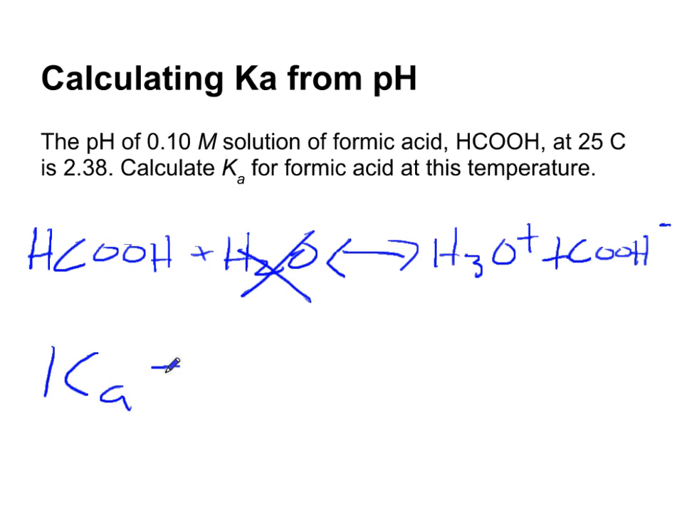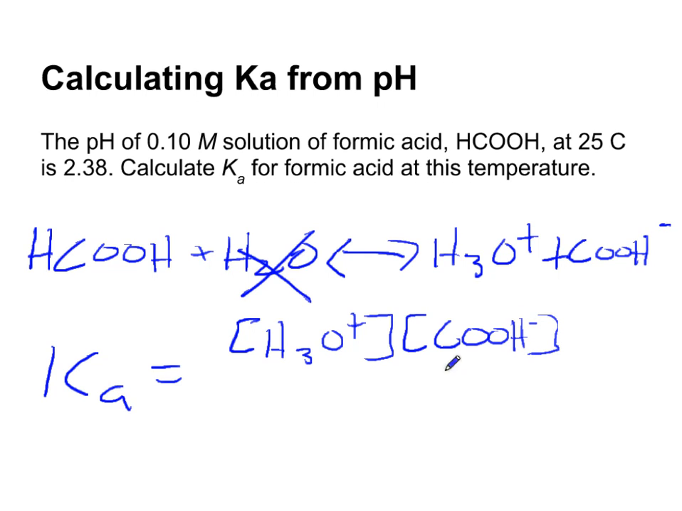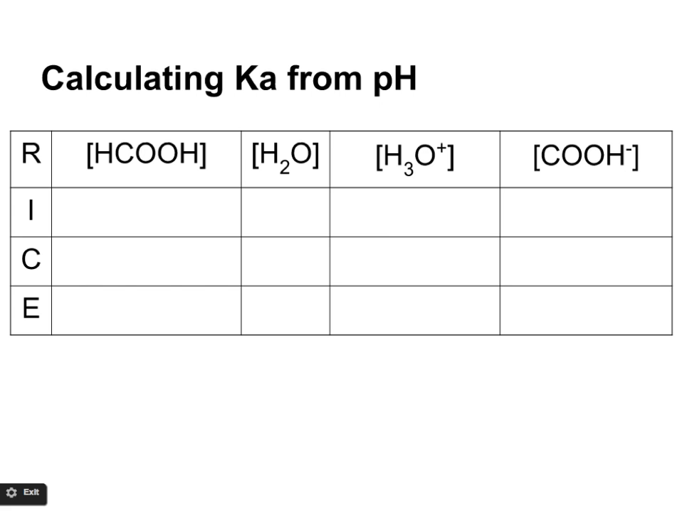It's going to be Ka is equal to the hydronium concentration times the conjugate base concentration divided by the concentration of the weak acid. So this is our equilibrium expression for calculating Ka. In case you hadn't guessed how we're going to have to solve this yet, yes, we're going to have to use a RICE table. So here is our RICE table, our 2 reactants, our equilibrium arrow, and our 2 products.